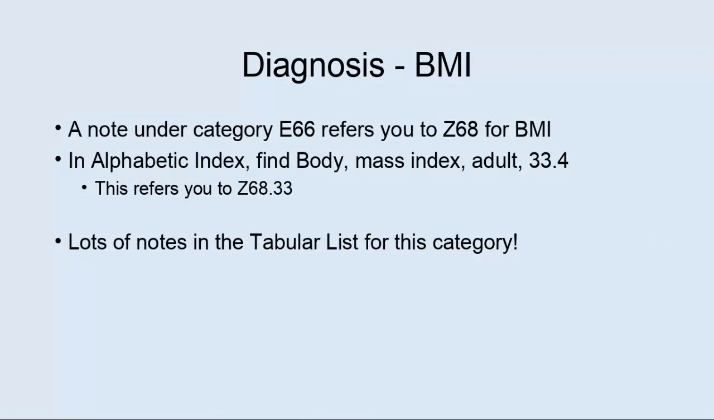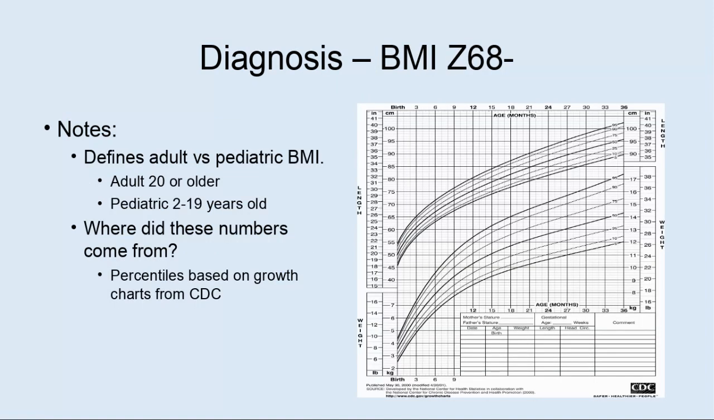So let's go to the Z68 for the BMI. If you want to, you could go right away because it refers you to that, or if you want to go back to the alphabetic index, you look under body mass index, adult, 33.4, and this refers you to Z68.33. Now there are lots and lots of notes in this category. So let's look at them in the tabular list.